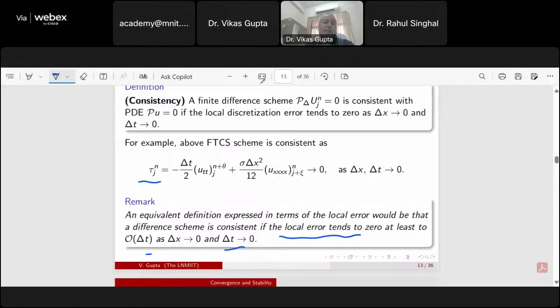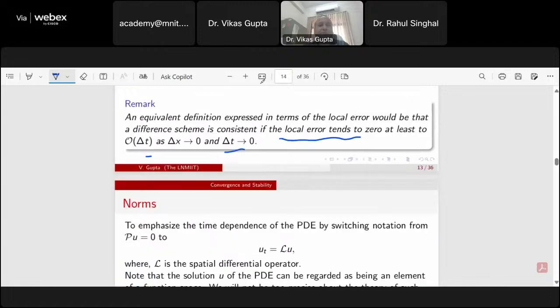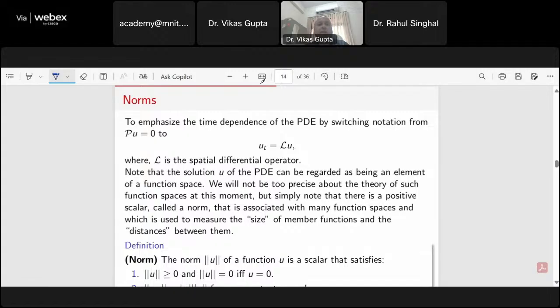So to prove consistency, you may use the local discretization error estimates or local truncation error estimates, or you can use the local error estimates. But it is widely common to use the local discretization error or local truncation error estimates to prove the consistency. Okay.